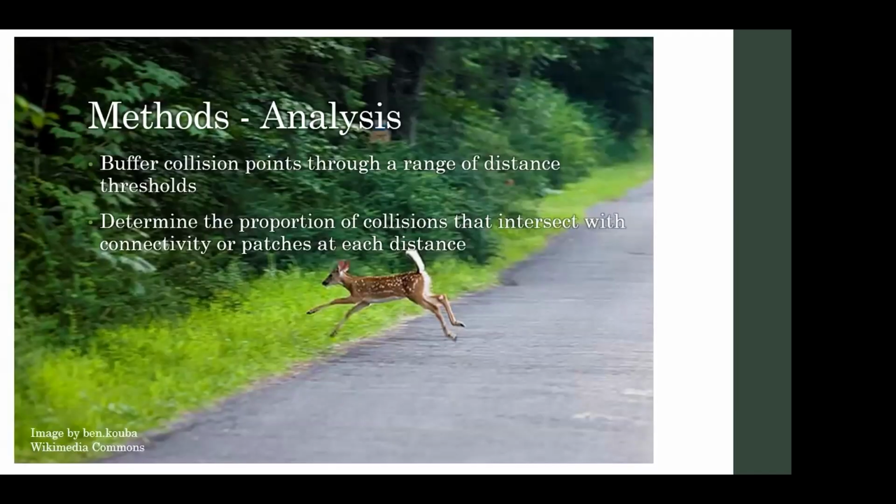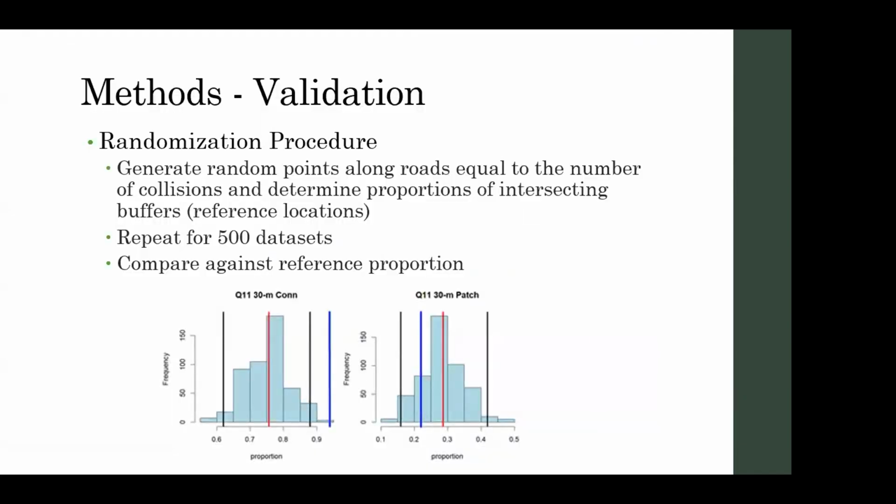We analyzed our outcomes by buffering the points of real vehicle collisions we had through a range of distance thresholds and determined the proportion of collisions with their buffers that intersect with our connectivity or patch maps at each buffer size or distance. We validated first by using a randomization procedure where we generated random points along roadways in the study areas equal to the number of real collisions, and essentially repeated that analysis process on the random points as if they were vehicle collision points.